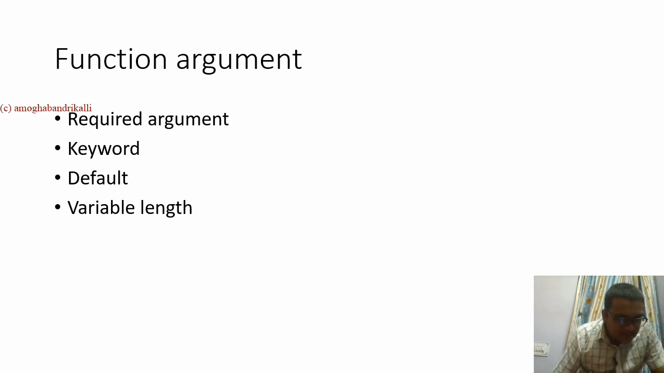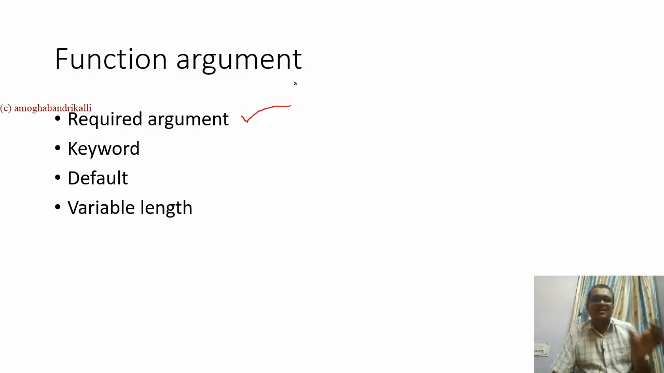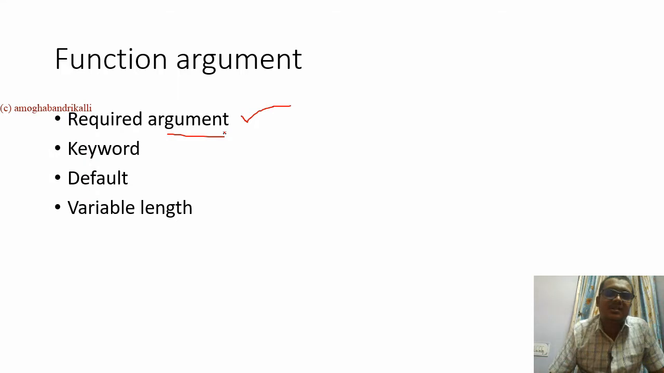Let me take a pen here. Function arguments: the first and foremost thing is, whatever function you have written, if you are specifying the parameter list, like 1, 2, 3, those minimum parameters should be passed by the user or else it is going to generate an error. So you can see what is a required argument and what is a keyword argument. Keyword is the one you are going to pass.